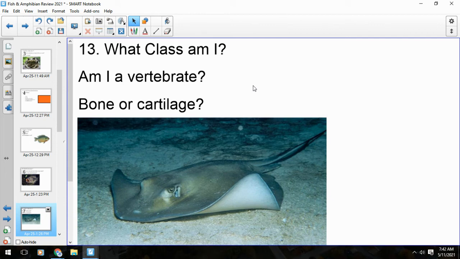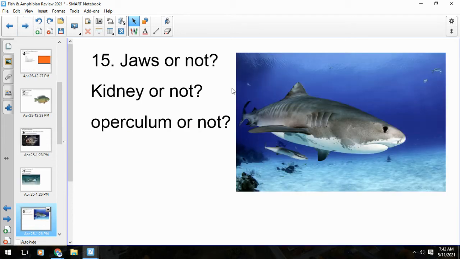Number 13, what class? So this would be a stingray, and so it's going to be a cartilage fish, so class Chondrichthyes. Is it a vertebrate? Yes, it has a backbone. And is it bone or cartilage? Cartilage, because class Chondrichthyes.